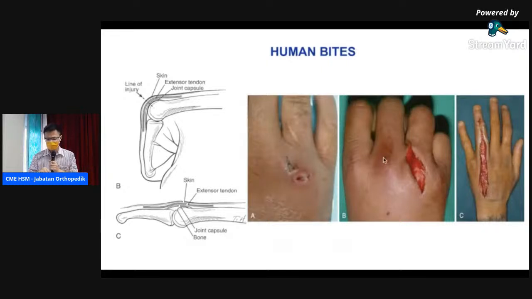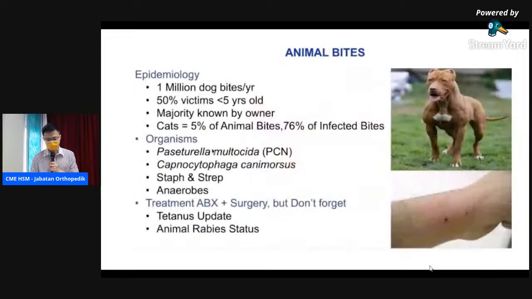So when the fingers are extended, the laceration in the tendon becomes displaced to another place, you see, one more proximal, one more distal. So inadequate surgical exploration can lead to disaster because the infection is not cleared properly. It can lead to a very, very bad infection.